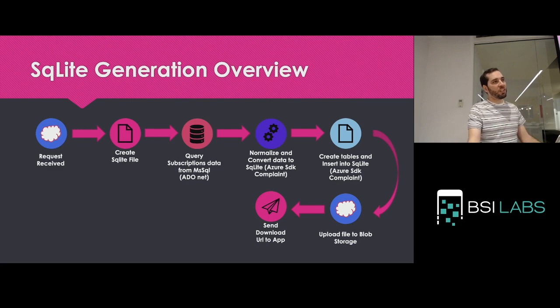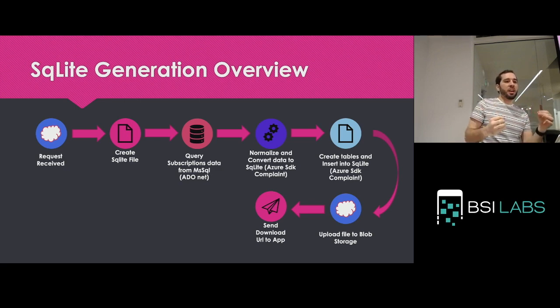A varchar type in MS SQL is a text type in SQLite. So we do have to translate these types of data between the SQL database and the SQLite. Not only the translation part, but also make the data compliant to a certain SDK that we're using, built by the Azure team. It's supposed to make offline handling on Xamarin applications easier.